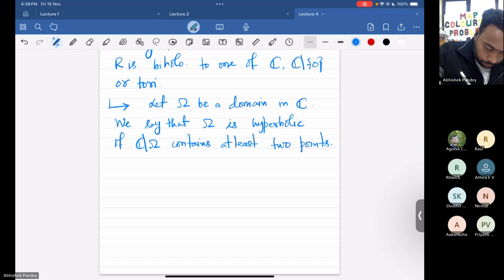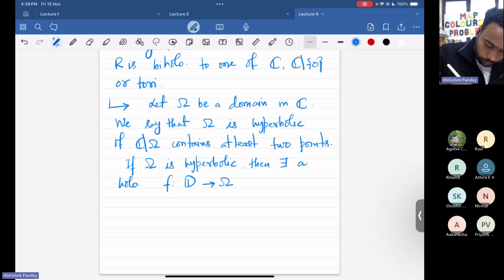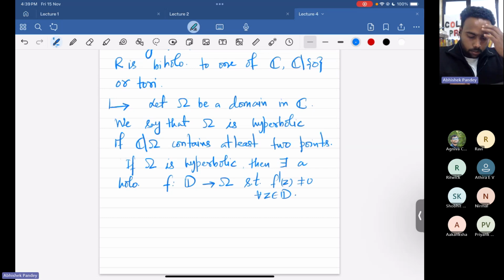So the result is, if omega is hyperbolic, then there exists a holomorphic covering map F from the unit disk D to omega. I hope this is well known to everyone.